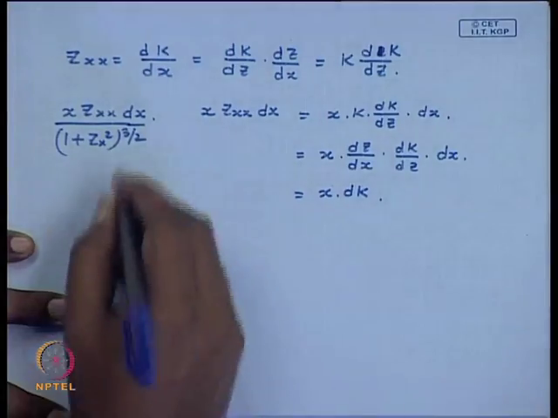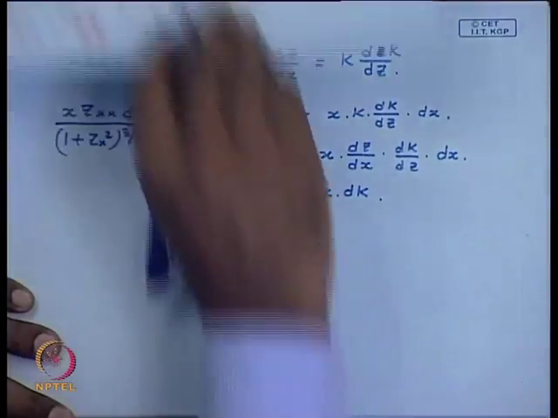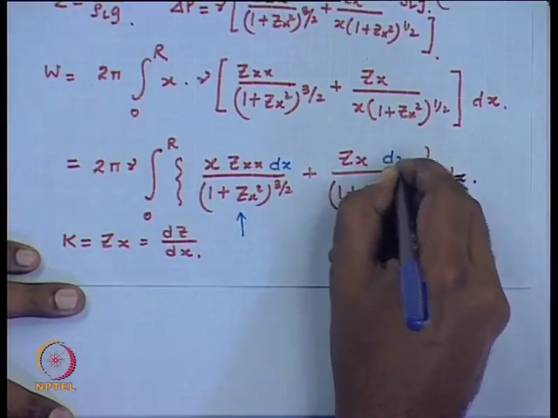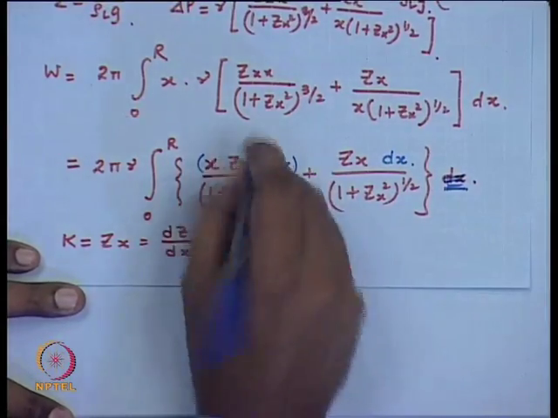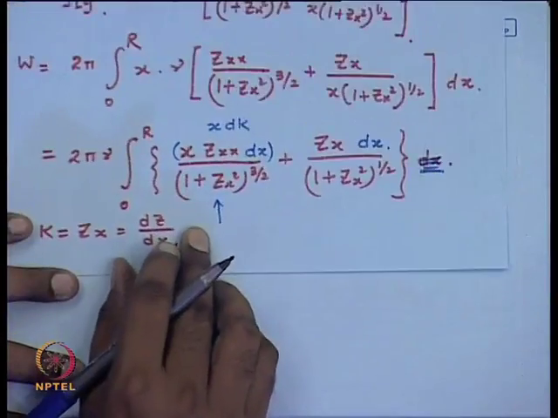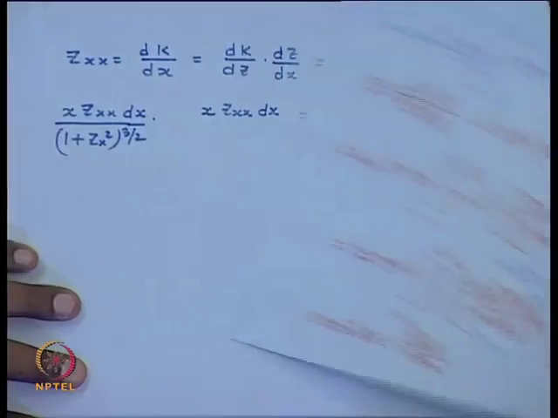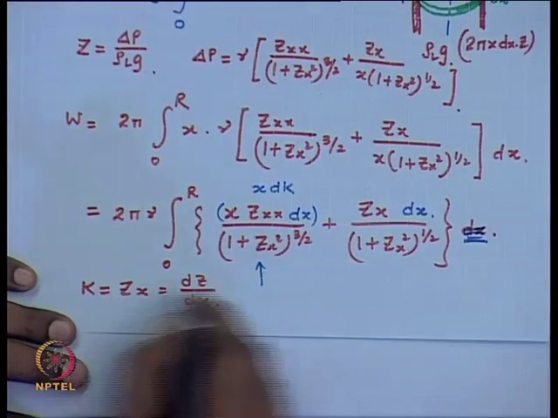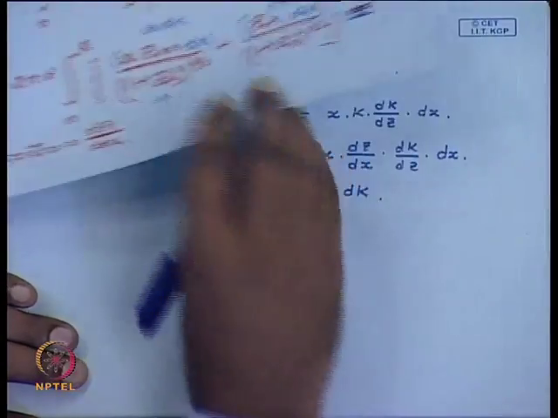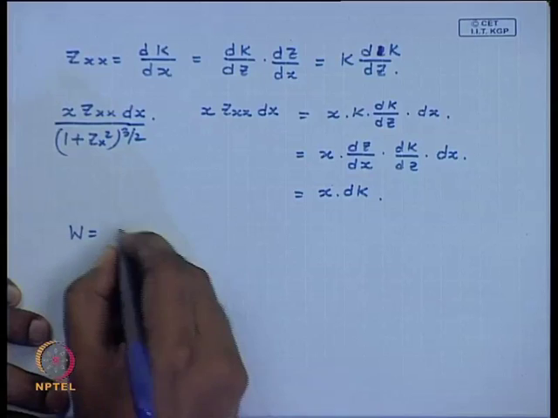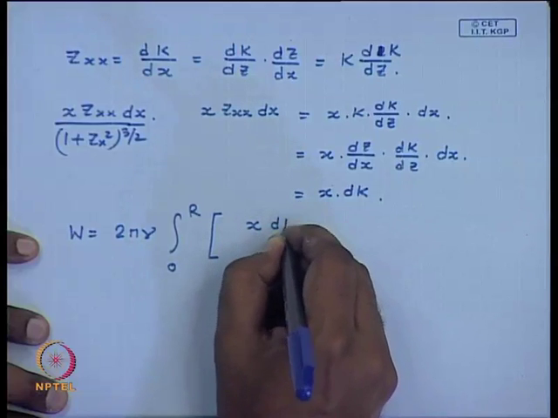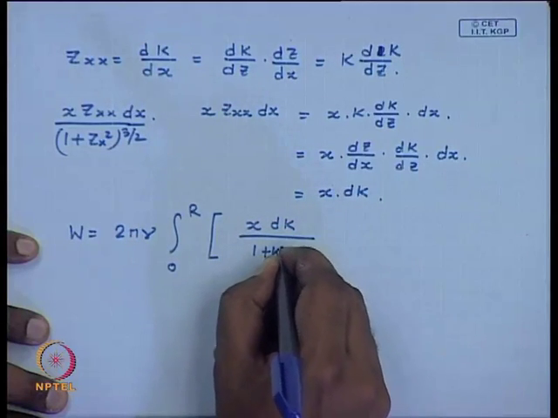So, now if you look at the expression for w over here, if I write it in this form, this term, as you can see, corresponds to x dk. This term corresponds to k dx. Right. So, your expression for w now becomes 2 pi gamma integral from 0 to r of x dk by 1 by k square.